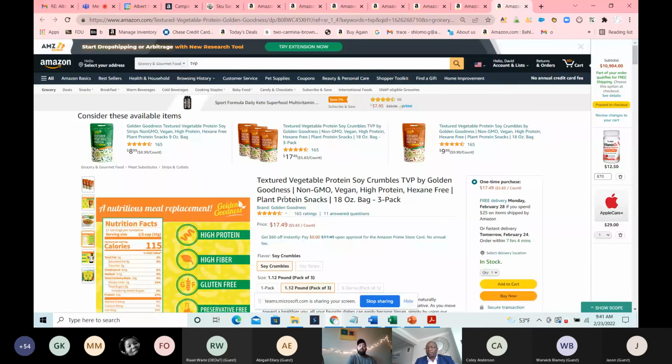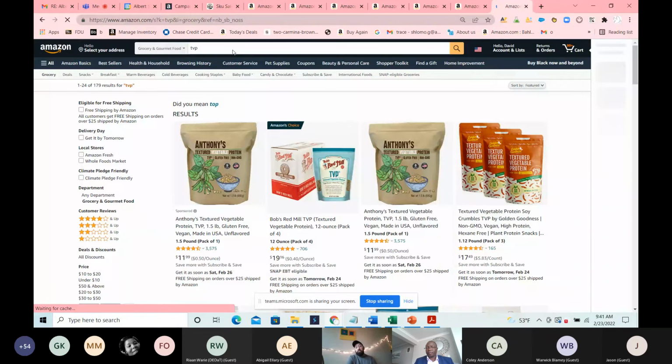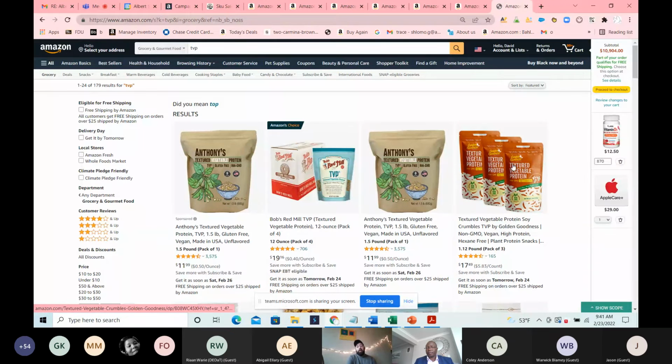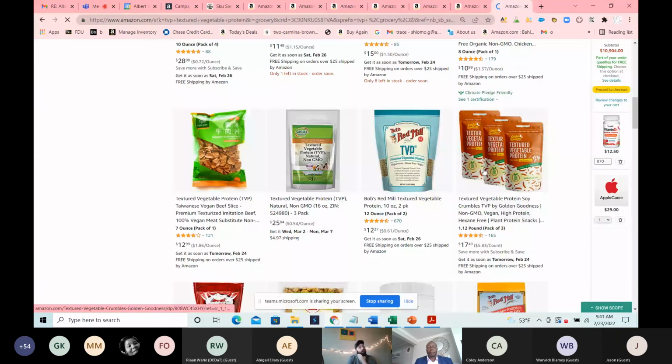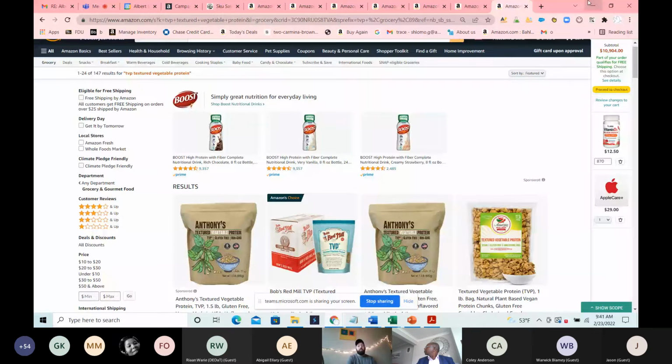Now, the reason why this product sells is because when you type in TVP, which stands for textured vegetable protein, as you can see here, the product is listed right away. And the same thing with the searches, if you type in TVP textured vegetable protein, another search. And of course, if you look, you'll see the product listed right here as well. So the key feature for selling product on Amazon is making sure that your products are convincing and that they're showing up on search in order to gain visibility and sales.